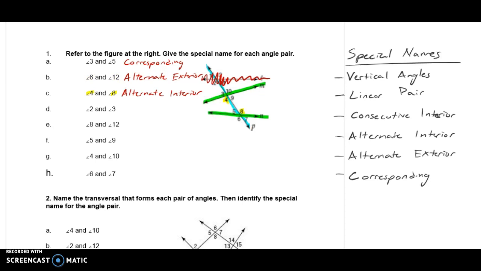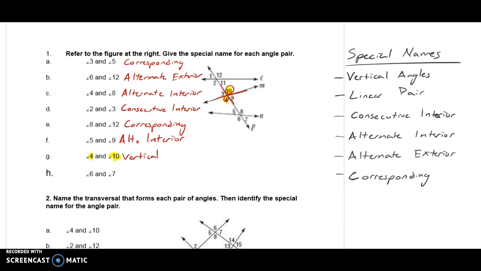Here is C. Here is D. Here is E. F is alternate interior. G is 4 and 10, which is right here. Remember, opposite sides of intersecting lines, those are vertical angles. And H, 6 and 7, two angles that make a straight line, or a linear pair. Make sure you have this all copied down so we can move on.